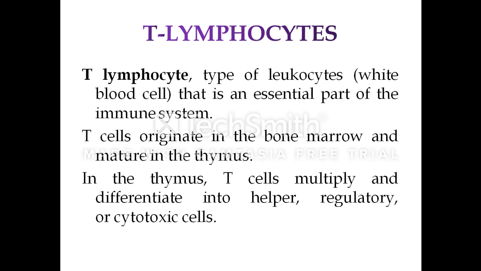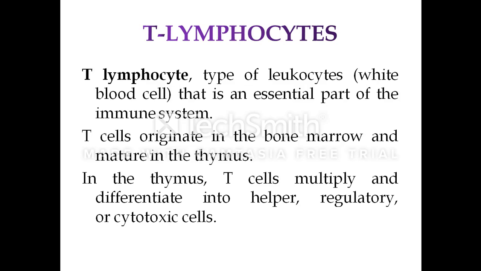T lymphocytes. A T lymphocyte is a type of leukocyte, a white blood cell, that is an essential part of the immune system. T cells are one of the two primary types of lymphocytes. The first one is the B cells, which mature in bone marrow. The second type is the T lymphocyte. The T cells originate in the bone marrow and mature in the thymus.